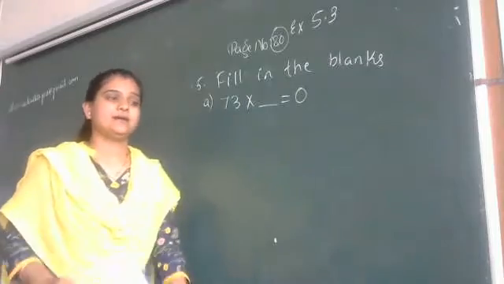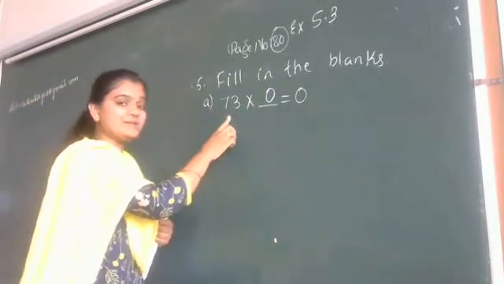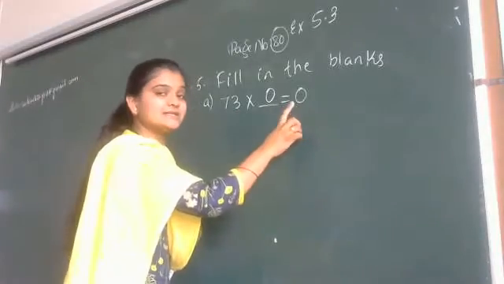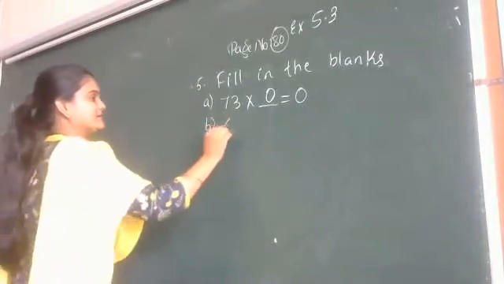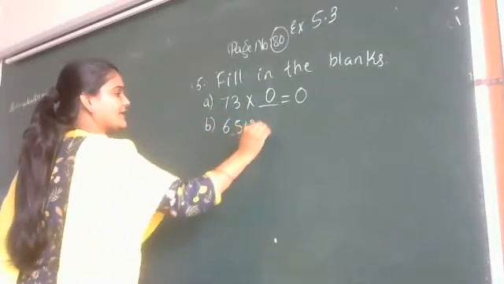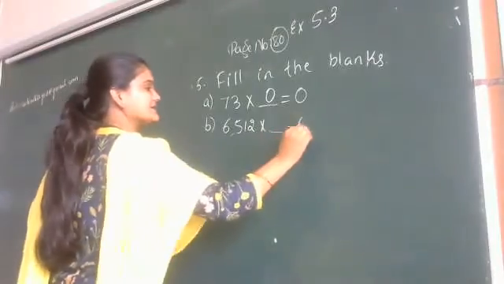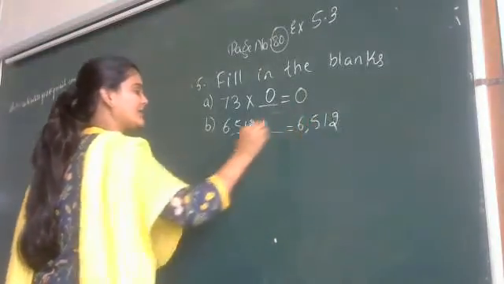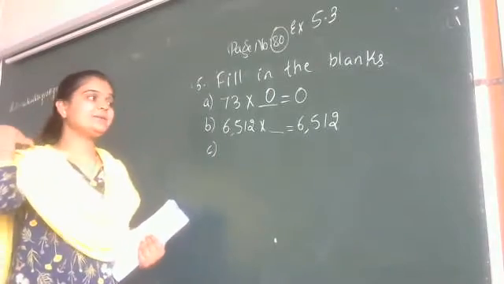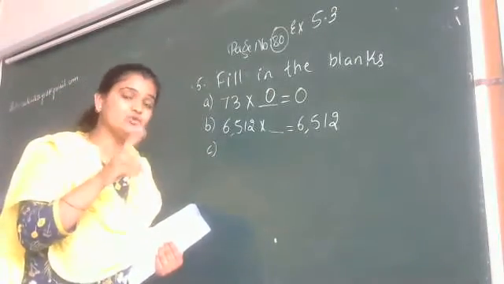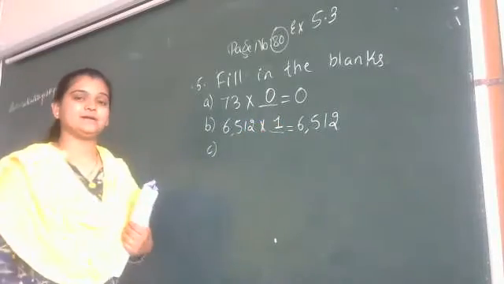0. Yes, it is 0, because any number multiplied by 0 is 0. Okay? Next, 6512 into what number, if you multiply, you get 6512? Any number, if you multiply it by 1, you get the same answer. So it is 1. Okay?